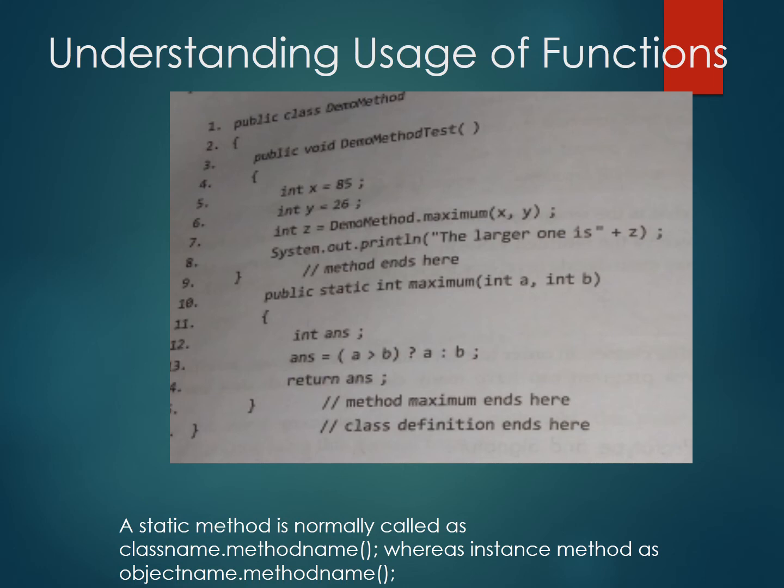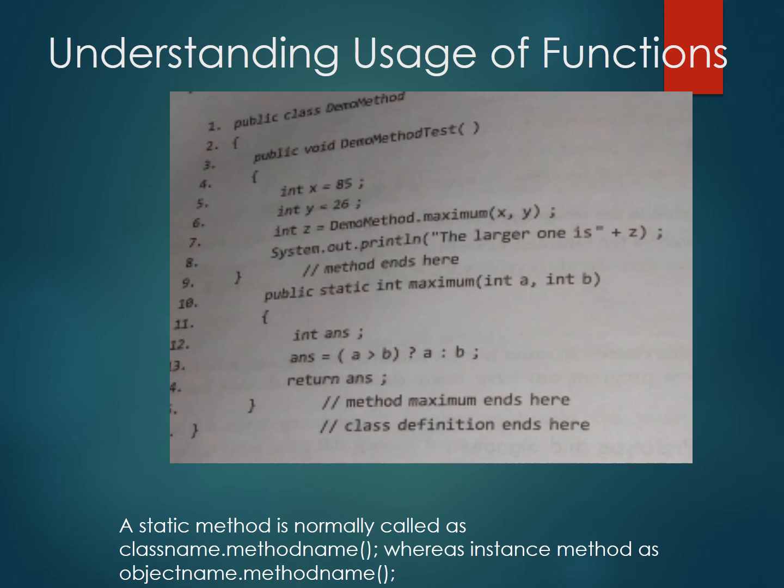Any static method in Java is called with the name of the class. Like if we want to make a call to maximum, we can make a call to it with the help of the name of the class. For example, here DemoMethod is the class name, and demoMethodTest is making a call to the maximum method, which is a static method, so it must use the class name, that is DemoMethod dot the name of the method which is to be called, followed by the parameter list.